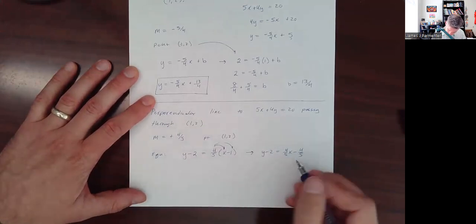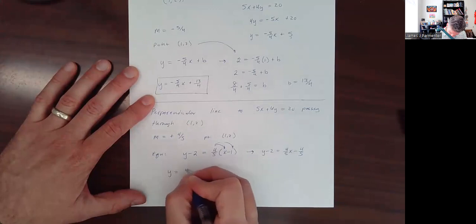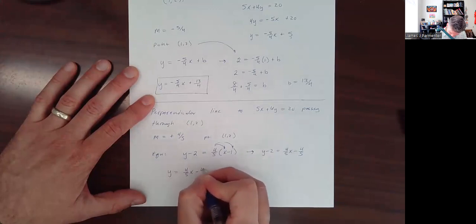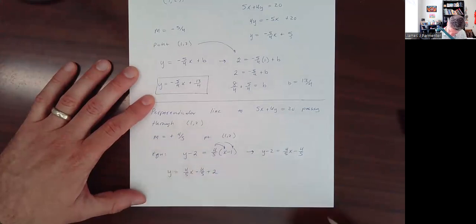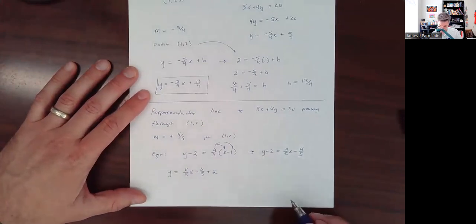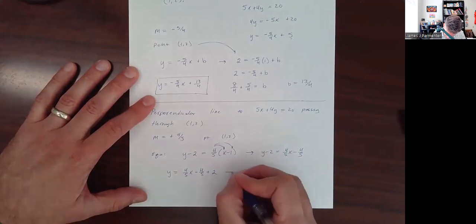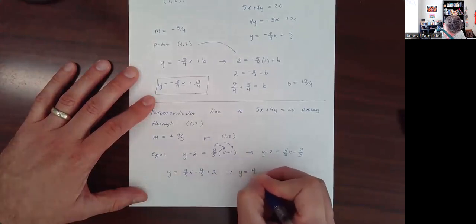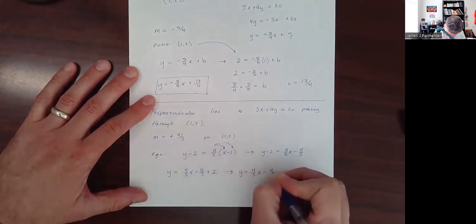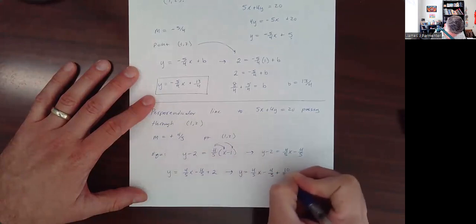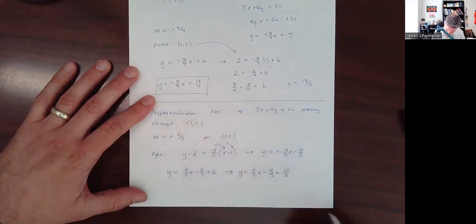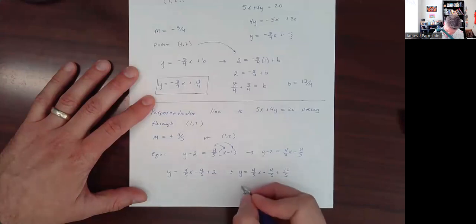I'm going to add 2 to both sides. So y equals 4/5 x minus 4/5 plus 2. I should have changed that to a common denominator. 2 is really 2/1 times 5/5, which is 10/5. So I really have y equal to 4/5 x minus 4/5 plus 10/5. And negative 4 plus 10 is 6, so negative 4/5 plus 10/5 is 6/5.